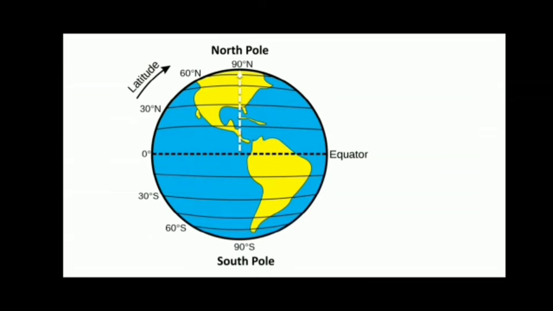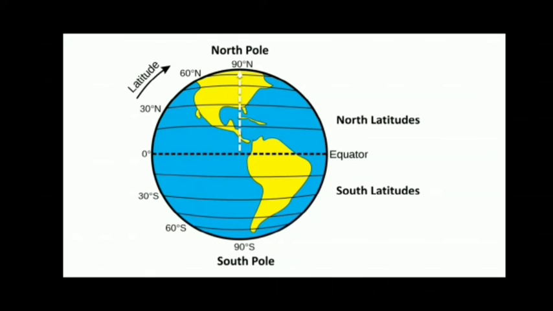All parallels north of the equator are called north latitudes. Similarly, all parallels south of the equator are called south latitudes. So the value of each latitude is followed by the word north or south.